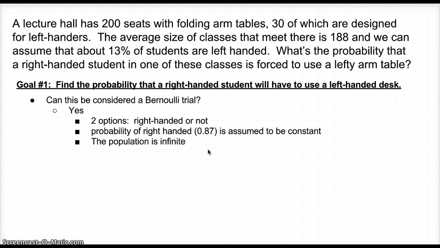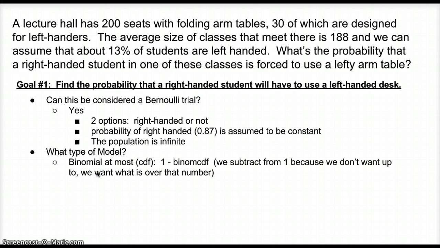And then the population is infinite. Even though it does say that there's 200 seats and that there's 188 students, we know that the population of students around is infinite because it's also based on our 13% being infinite. Okay, so what type of model is this? And again, go back to the question where it says find the probability that a right-handed student will have to use a left-handed desk. So we're trying to find out how many times a right-handed student is going to have to use a left-handed desk. Okay, and so this is binomial, and it's going to be at most.